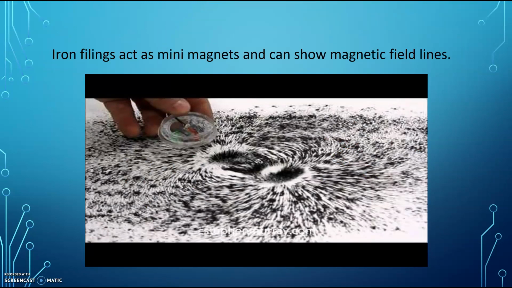So you can see this happening in real life. If we were together, we could have done this in class, but unfortunately with our circumstances, I get to show you a lovely picture. So iron filings act as mini magnets and can show you magnetic field lines. So you have these two ends, these two poles right here. And you can see them kind of creating those lines that we were drawing earlier, right? So all of these magnetic field lines that we were drawing are still coming into play.